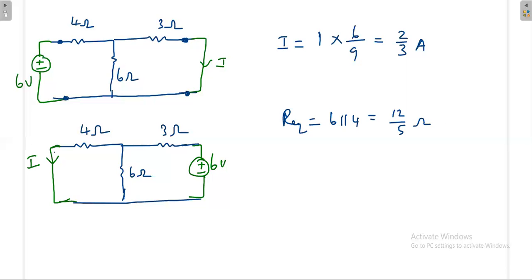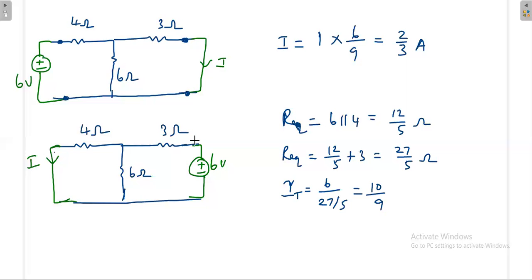Again, this is not R equivalent yet. You found 6 in parallel with 4, then you have to add 3. Then R equivalent is equal to 12 divided by 5 plus 3, that is 27 divided by 5 ohm. Now you know the total resistance. Once you know it, you can calculate the total current going out of the 6 volt source. The total current is equal to 6 divided by 27 divided by 5, so 10 by 9 ampere current is going in this way.